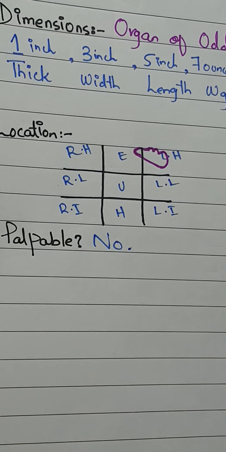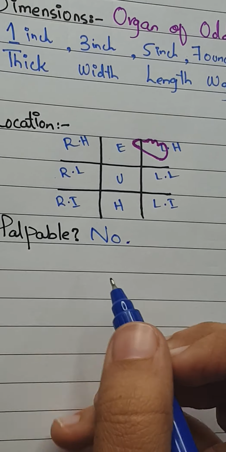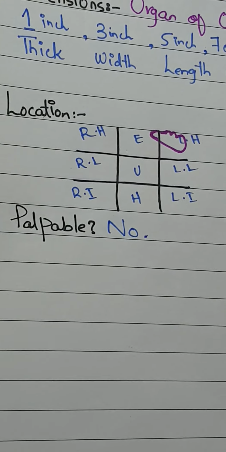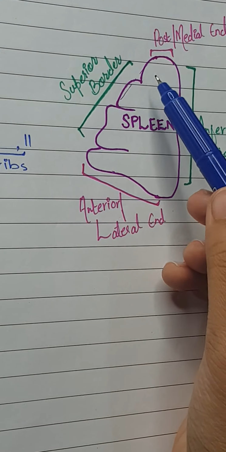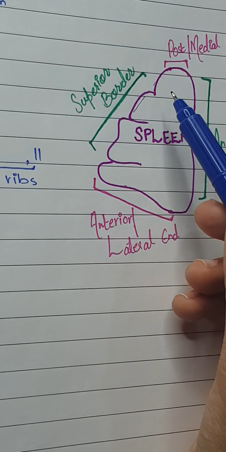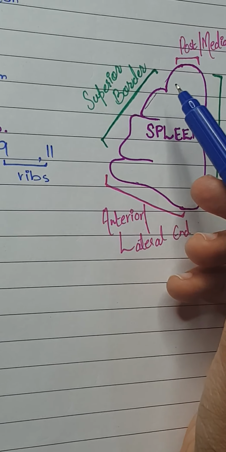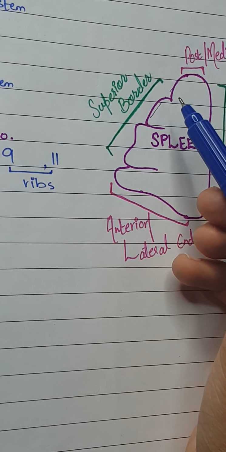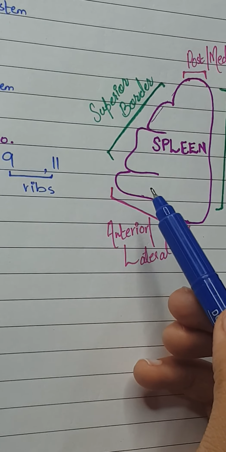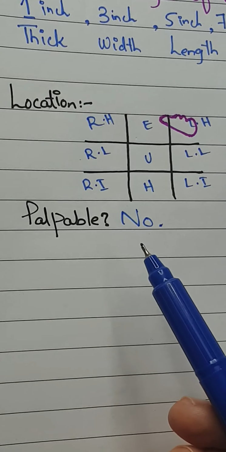But if a spleen enlarges in any medical condition, its superior border, which I showed to you in this diagram, has notches. When the spleen enlarges above the left costal margin, these notches can be felt, can be palpated in an enlarged spleen. Otherwise, the normal spleen is not palpable.